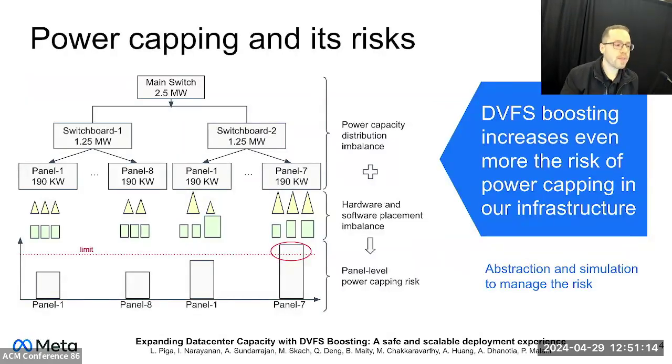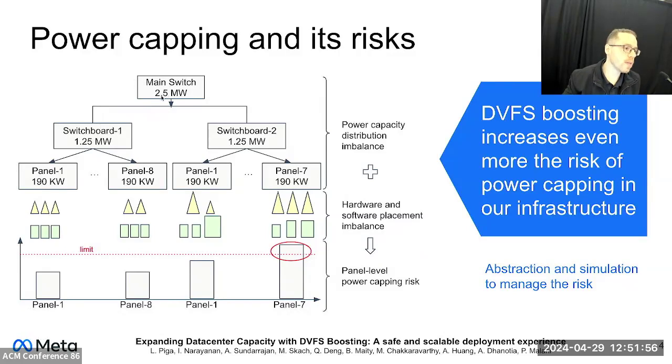DVFS boosting means we increase the CPU frequencies of the processors, but this can increase their power consumption. Our infrastructure is limited in power, so we need to address the power cap risks. What is a power cap? A power cap is when a power device is consuming more power than its limit. Here we show the hierarchy of our power distribution. We have three levels where we control power: the main switchboard, the switchboards, and the panels. They have different power limits, and we need to respect that.